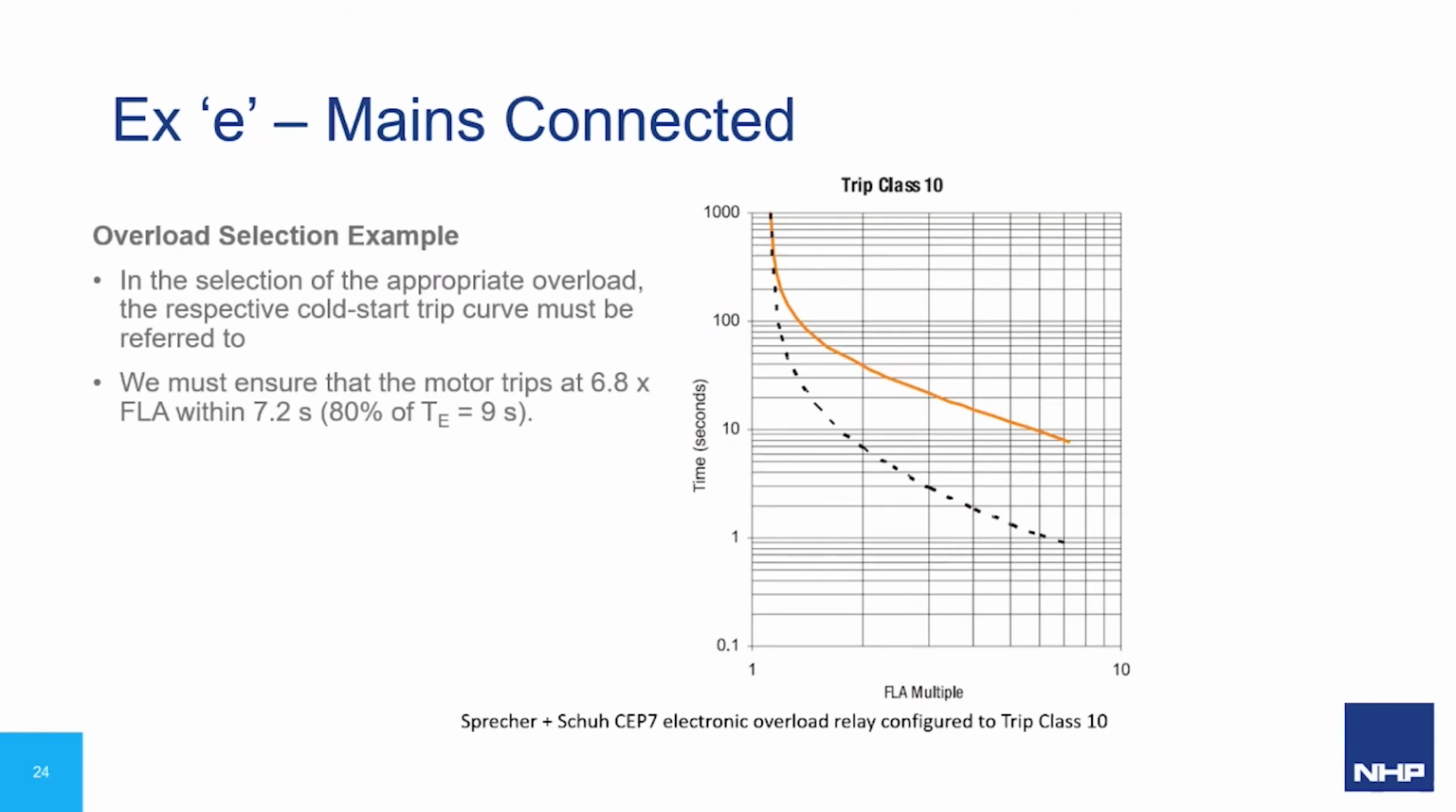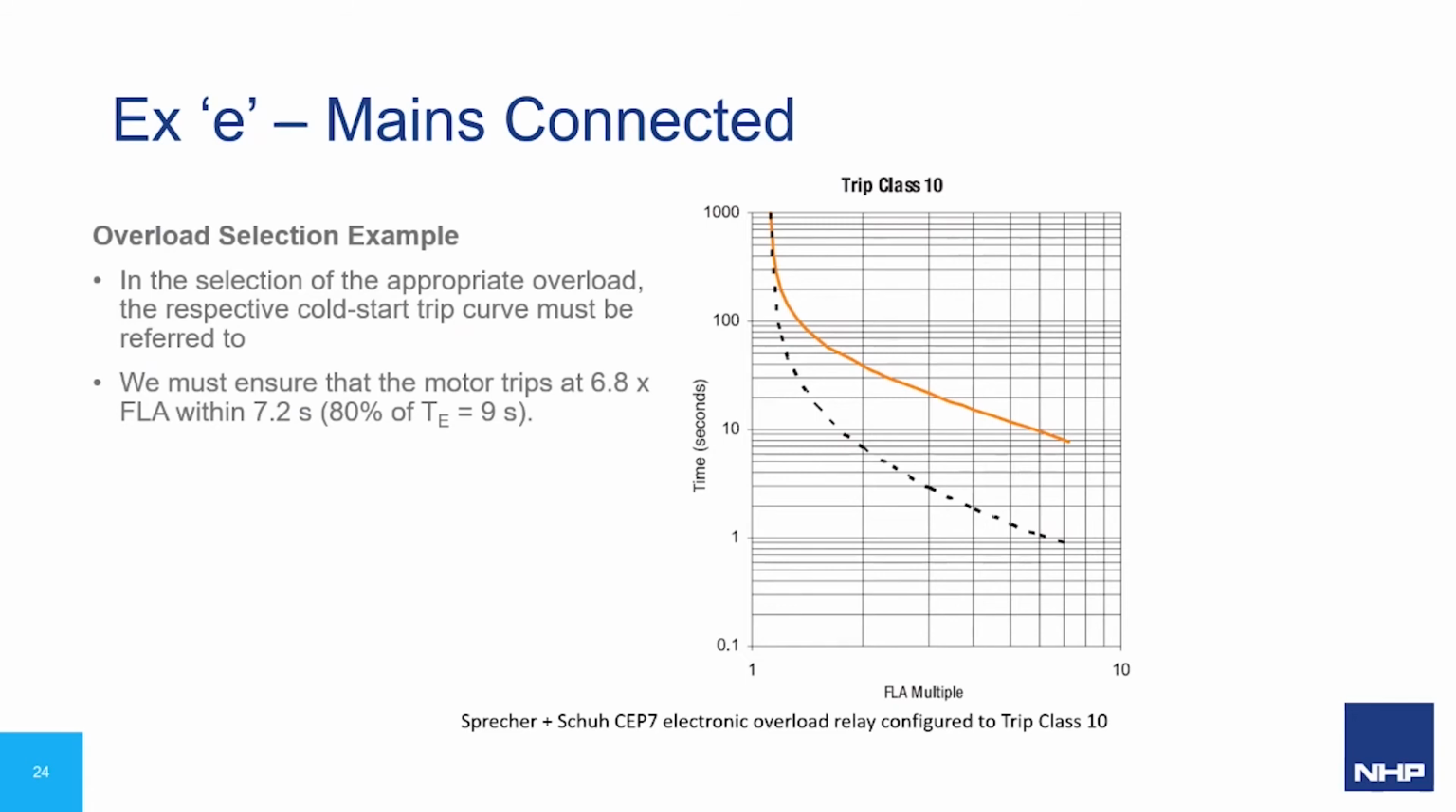So in the selection of the appropriate overload, the respective cold start trip curve must be referred to, and in doing so must ensure that the motor trips at 6.8 times full load current within 7.2 seconds, which of course is the locked rotor current of the motor we saw before, and 80% of the TE value that was on the motor nameplate, which we originally said was 9 seconds.